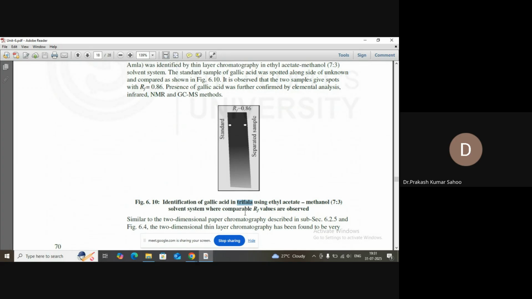using ethyl acetate and methanol in a 7:3 ratio as the solvent. The HPTLC was carried out, and we have two spots here. Accordingly, the Rf is found to be 0.86.